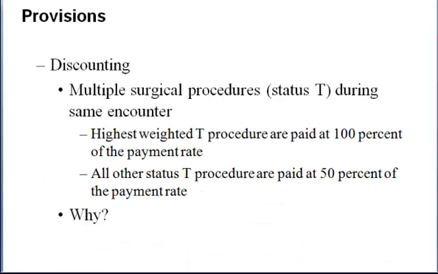The APC system does use provisions to provide additional payments for high-cost items or unusual admissions. When multiple surgical procedures with a payment status indicator of T are done at the same operative session, they are discounted. The highest weighted procedure is fully reimbursed, and all other procedures with that payment status indicator of T are only reimbursed at 50%. This reduction is made to account for resource savings that hospitals experience by performing those procedures together.